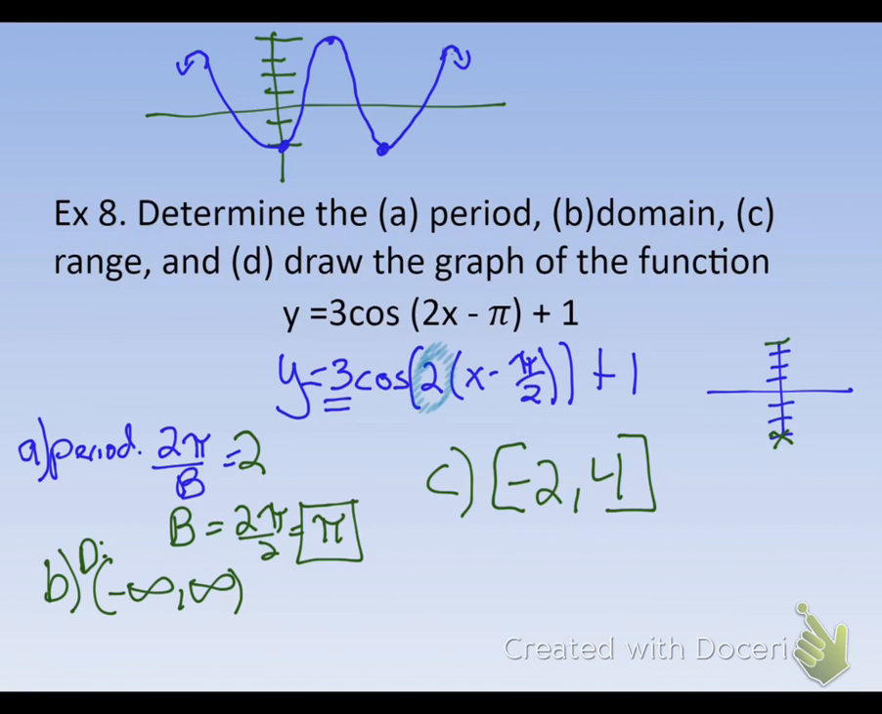I don't know when I paused my video, so I'm just going to recap. We had our period. We did 2 pi divided by b, and we set that equal to 2, the position that's in. We divided over by 2, so we see that b equals pi. We saw that the domain was from negative infinity to positive infinity, and our range, the traditional amplitude, was 3 to -3. The vertical shift brought us up 1, so that gave us the range of -2 to 4. And then we sketched a rough graph.